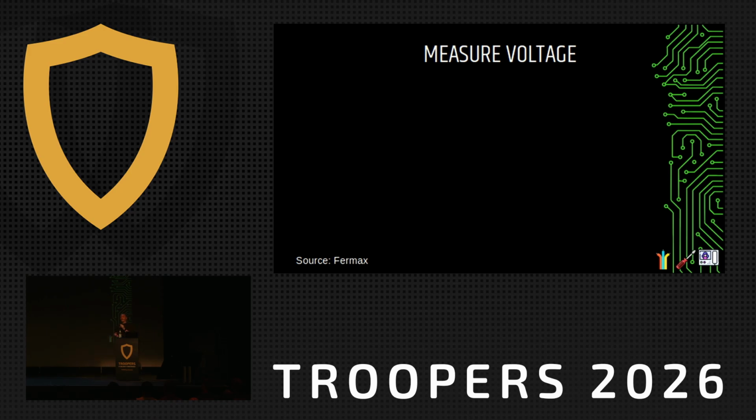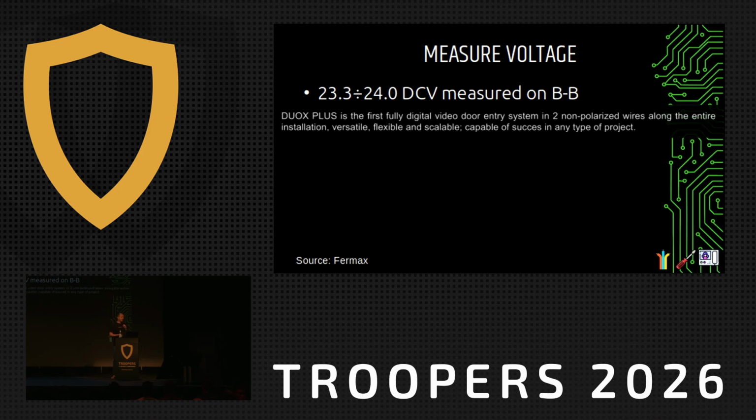Now, the next step, of course, is to measure voltage. Now, you would need a voltmeter for that. And for now, we have the device, the screwdriver, and some wires. Now, measuring between B and B, I got about 24 volts DC, which is very acceptable. It says fully digital, 2 non-polarized wires.